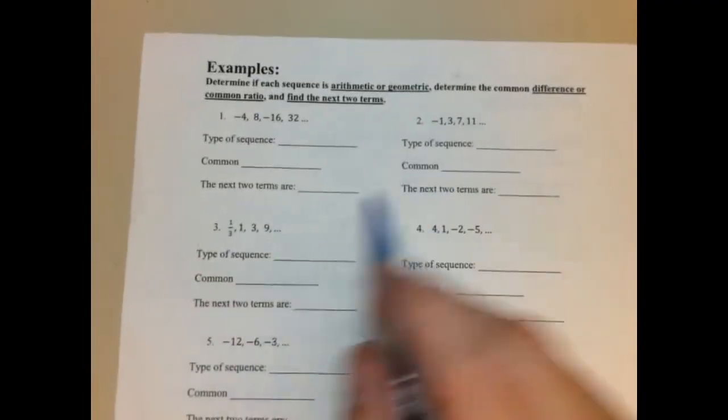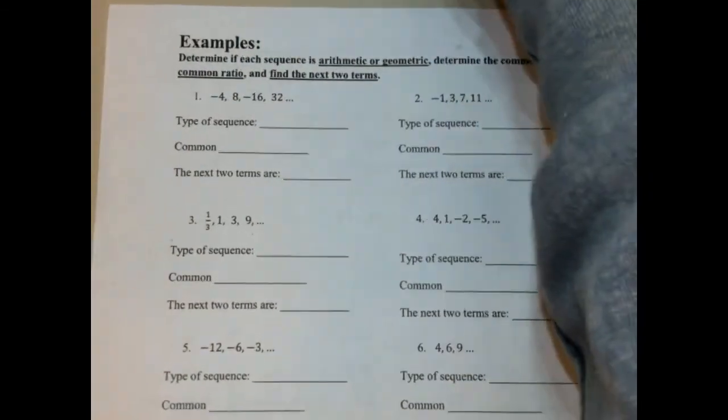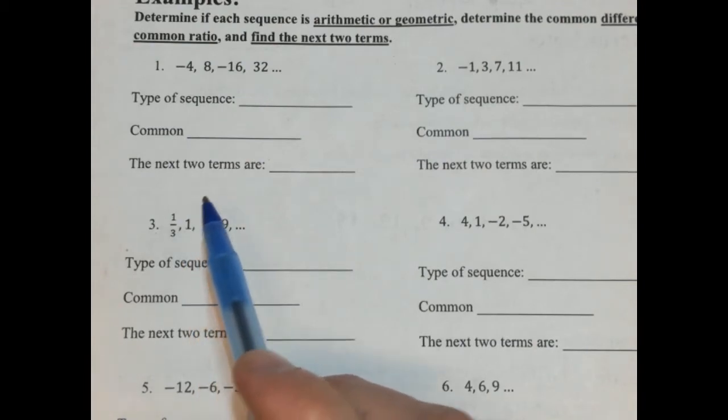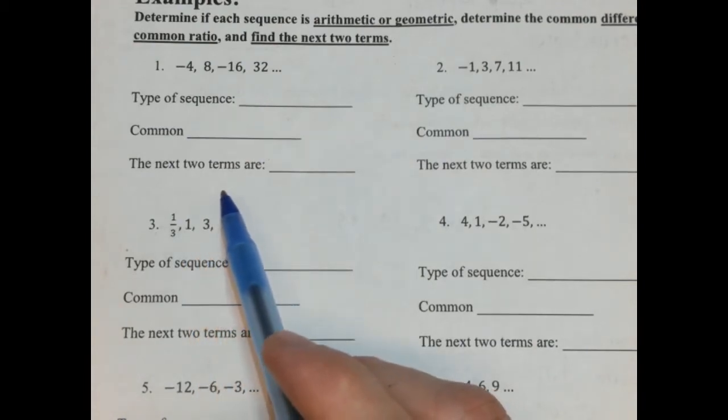Now let's look at some of these examples. The first thing it's going to do is give us a series of values. Let's zoom in a little more here. It's going to ask us to identify it as either arithmetic or geometric, then figure out the common ratio or difference, and then identify the next two terms.